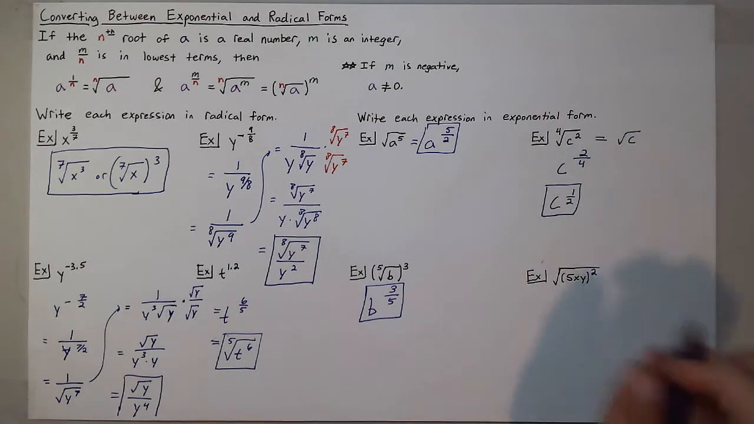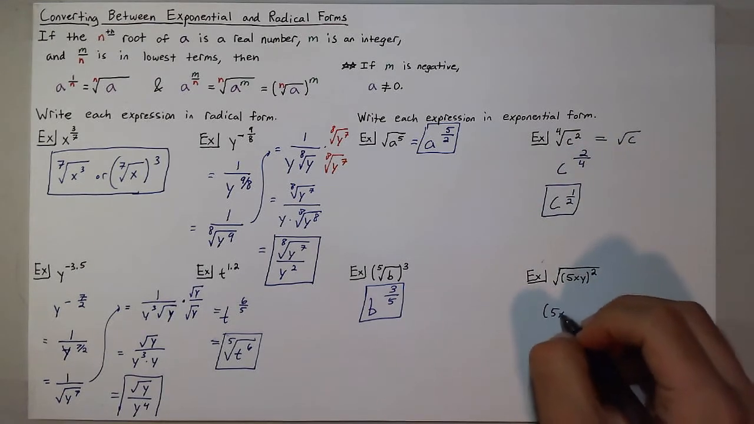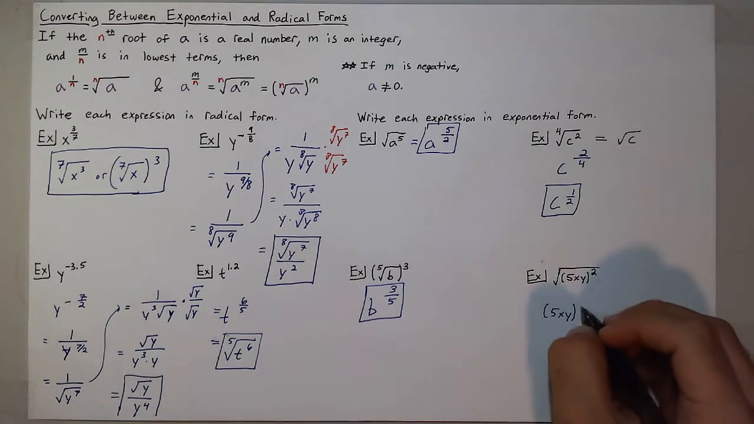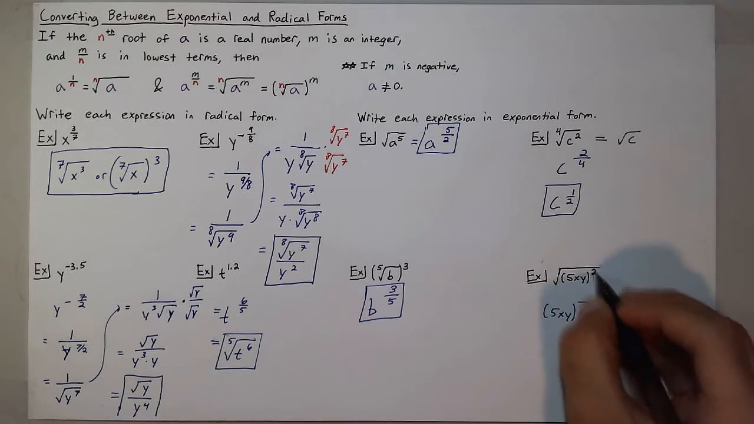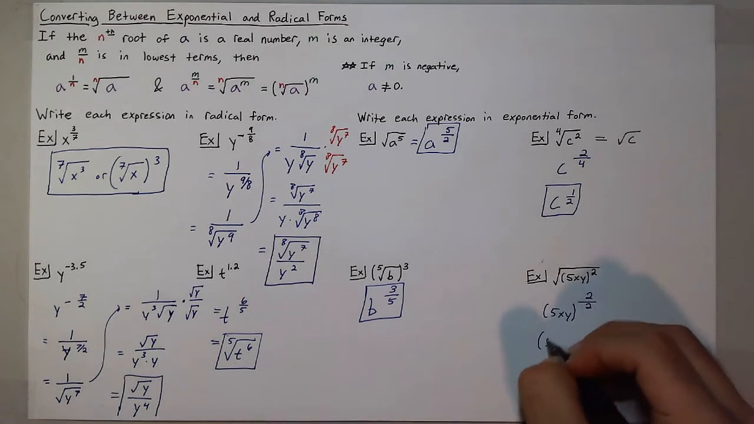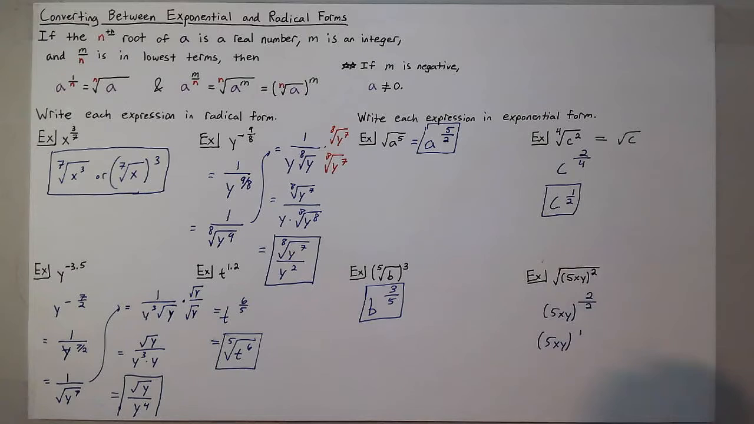And here I'll have 5xy. Denominator of the radical is 2. Power raised to is 2. So I get 5xy to the first power, leaving me with 5xy.